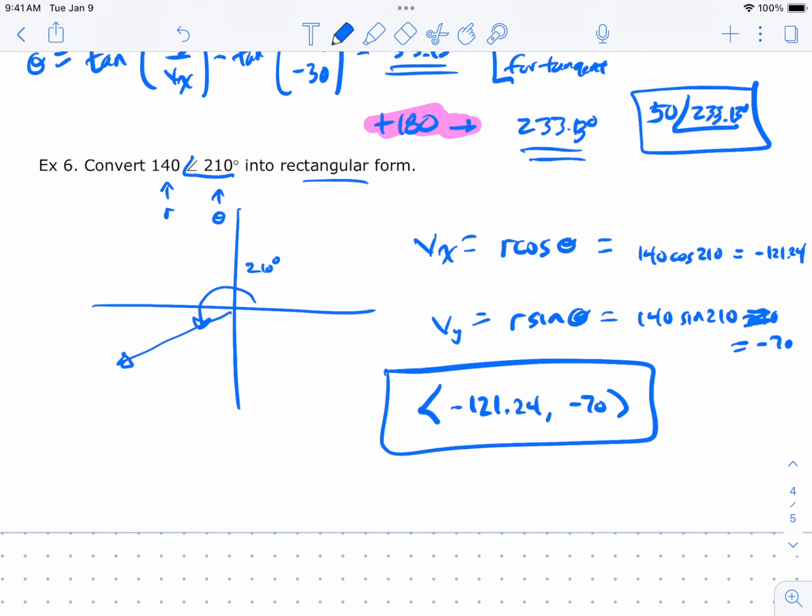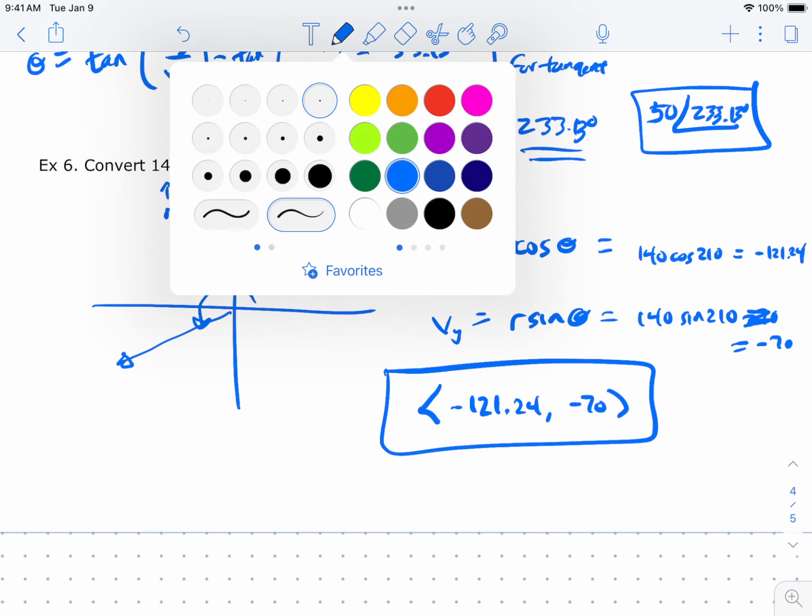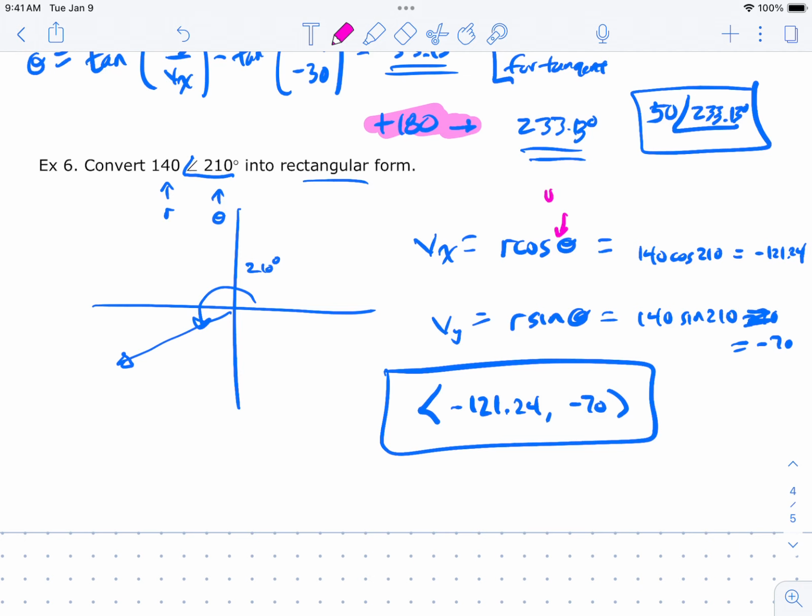What could go wrong with these formulas? Well, the only thing you have to worry about is being careful when you're plugging these thetas in. If you want to use these formulas as is, you have to use standard position. You have to measure your angle from the positive x-axis. And this one did. Because this was standard position, that meant that we could trust these answers. Don't just plug any old angle in.